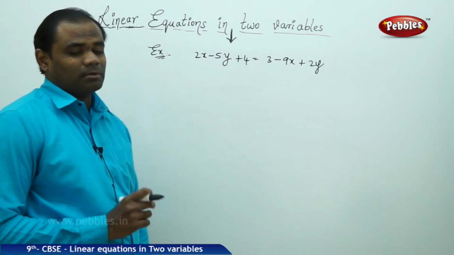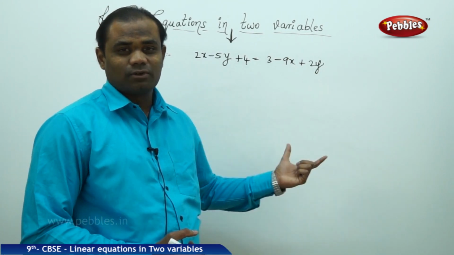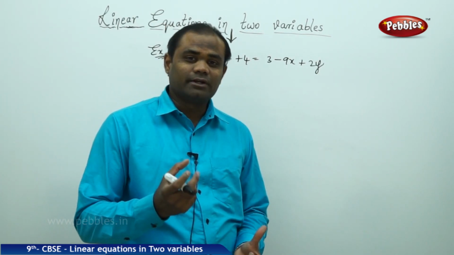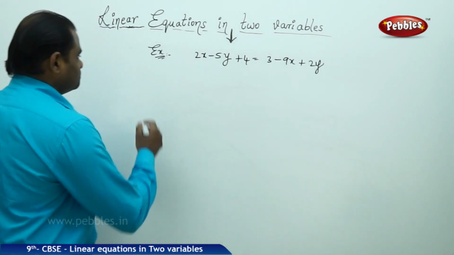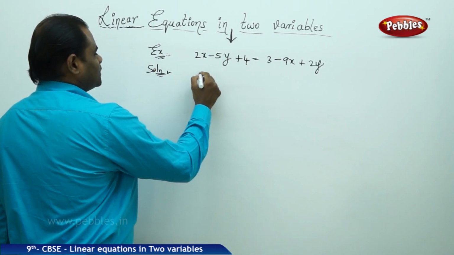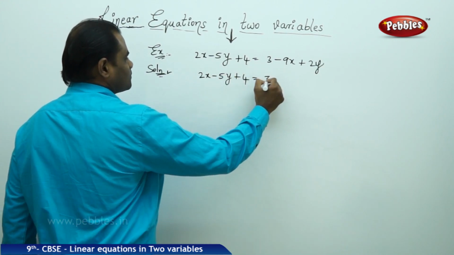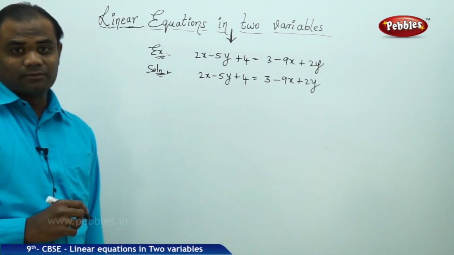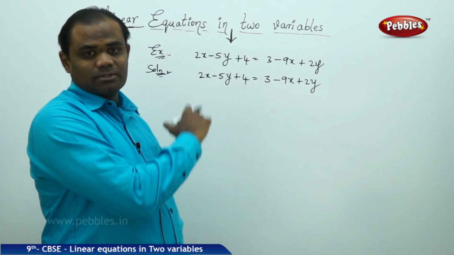Before we do this example problem, one thing is for sure, that we need to justify only after the complete solving. Bring it to the most simplified form and then justify for a linear equation in two variables x and y. So let's take this example problem, investigate it. The given problem is 2x minus 5y plus 4 equals 3 minus 9x plus 2y. So let me try to simplify this by taking all the terms to the left.